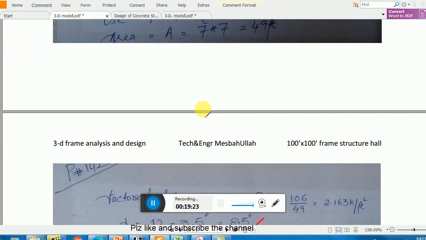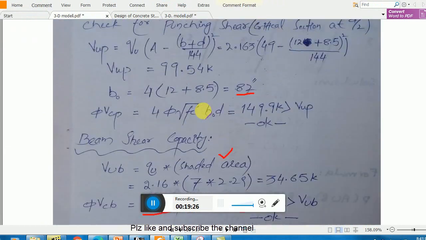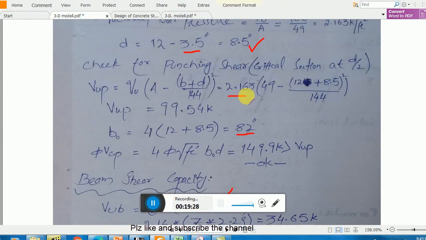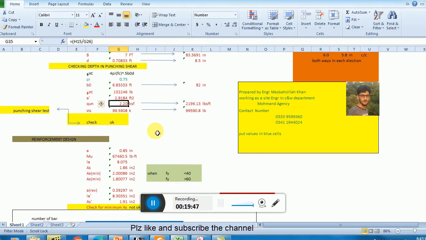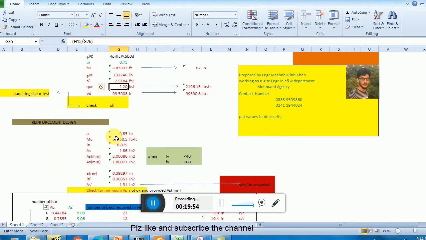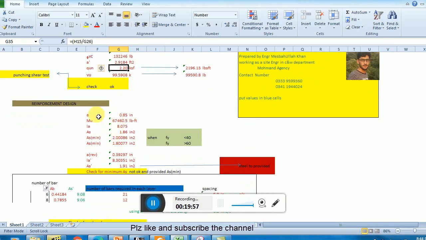Qu is this 2.16, almost close, and this is 99. So that is the shear coming from this loading. Remember, this Qu is loading, and 99 is the shear, and the capacity of our concrete is this one. So the beam shear is also okay, clear. So you see the punching shear check is okay.